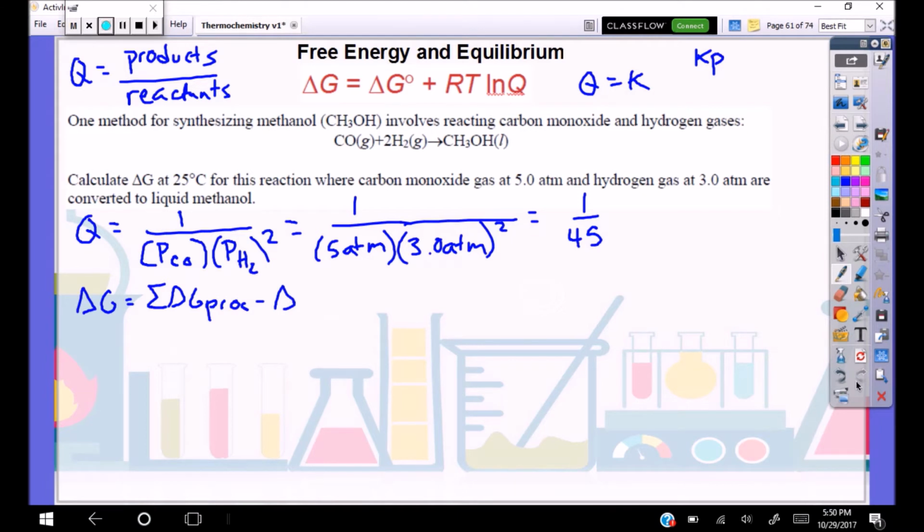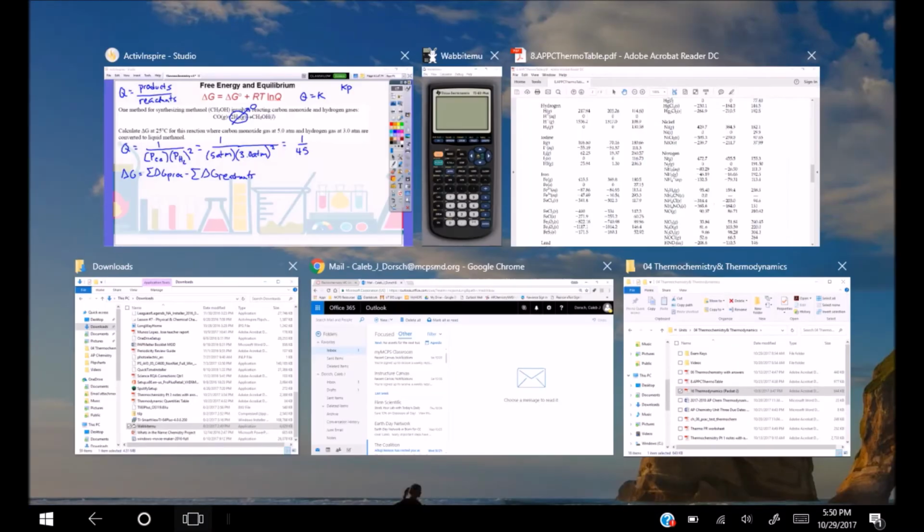I keep forgetting that sum button thing. Okay. Delta G reactants. So the nice thing is, because we have hydrogen here, the delta G of hydrogen is going to be 0 in this case. And I can confirm that with the table.